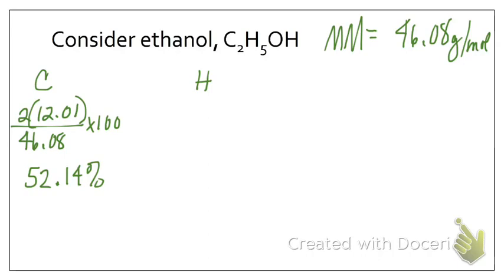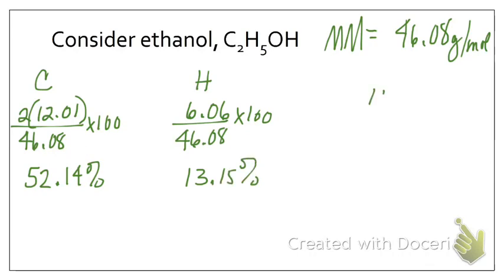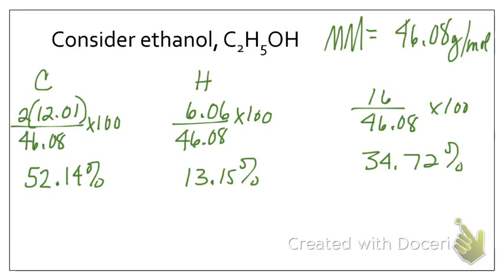Hydrogen, 6.06, because there's 6 hydrogens in that formula, right? I did 6 times 1.01 in my head. Smart like that. Times 100 gives me 13.15%. And then we only have 1 oxygen. 1 lonely oxygen, which is 34.72%. I can double check myself to see if it adds up to 100%.